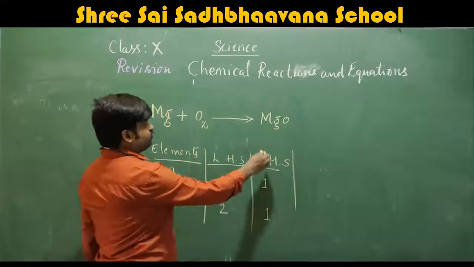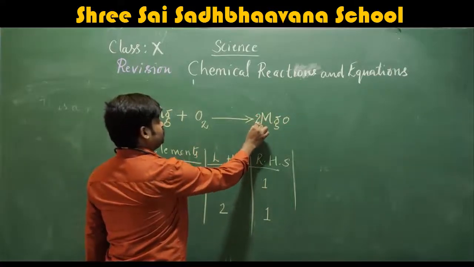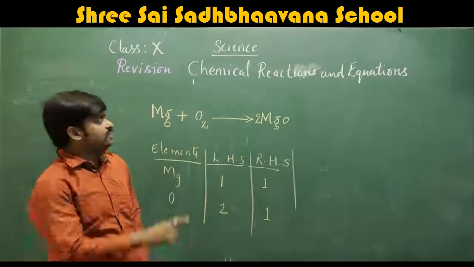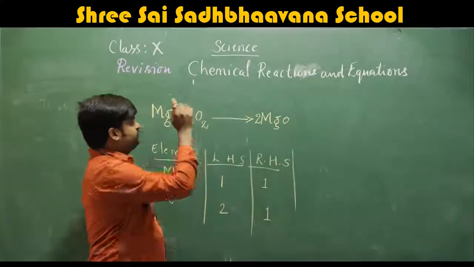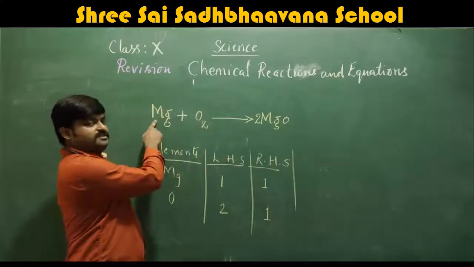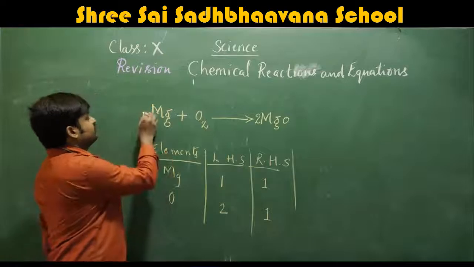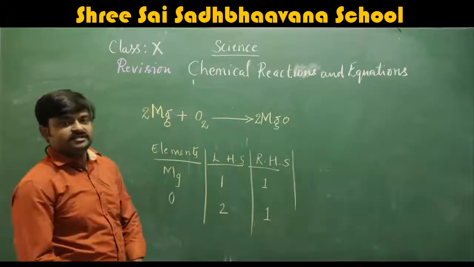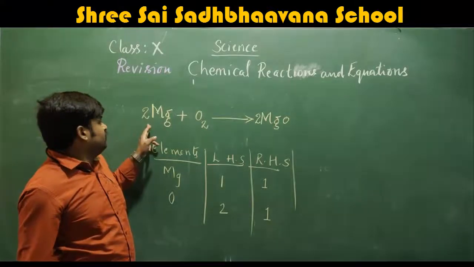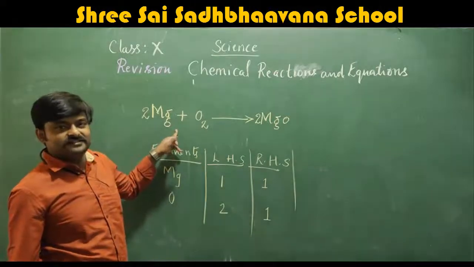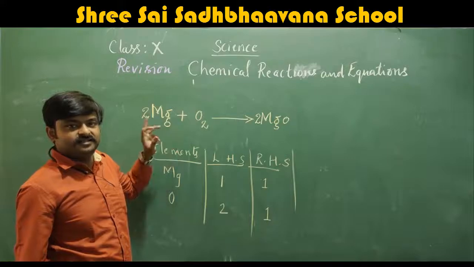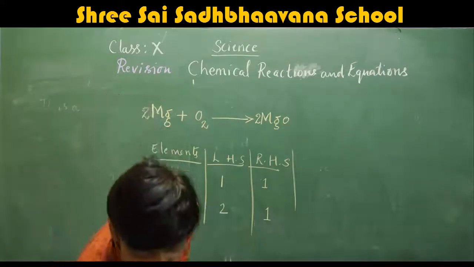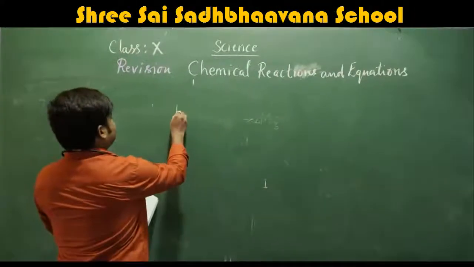That means we have to put 2 here. If we write 2 here, then what happens? Here Mg is 1, therefore here also we need to put 2. Is that clear? So now the equation is balanced. Are you understanding? Okay. Now let me take one more example for you.